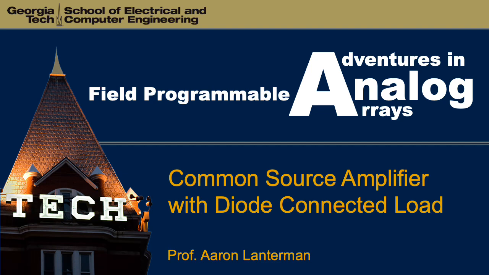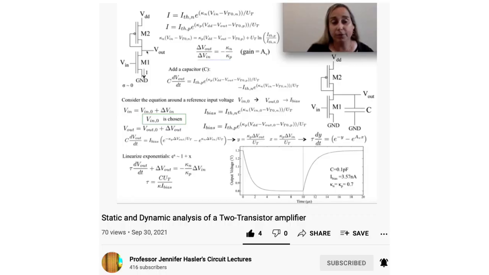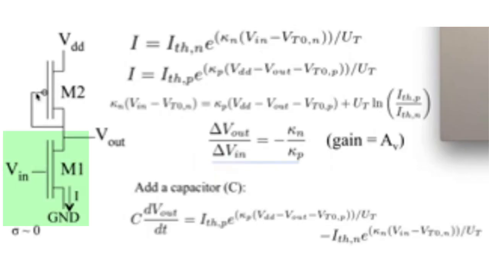I'm a professor of electrical and computer engineering at Georgia Tech, and in this video I would like to take a look at a 2-transistor amplifier analyzed by my colleague Jennifer Hassler. This is an NMOS common source amplifier with a PMOS diode connected load. Professor Hassler has derived the input-output relationship according to these formulas that have an exponential form.